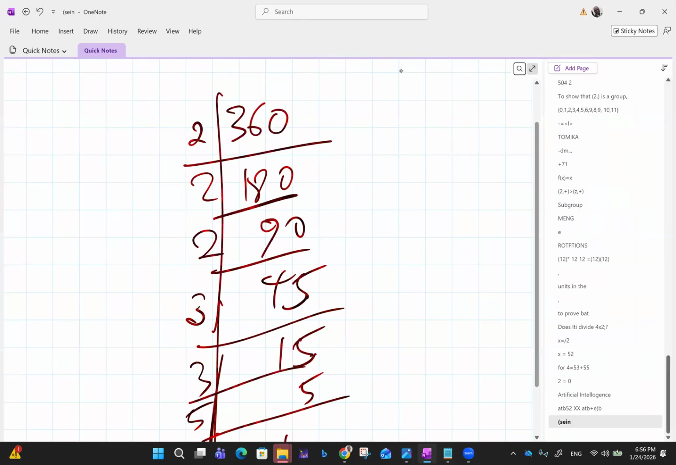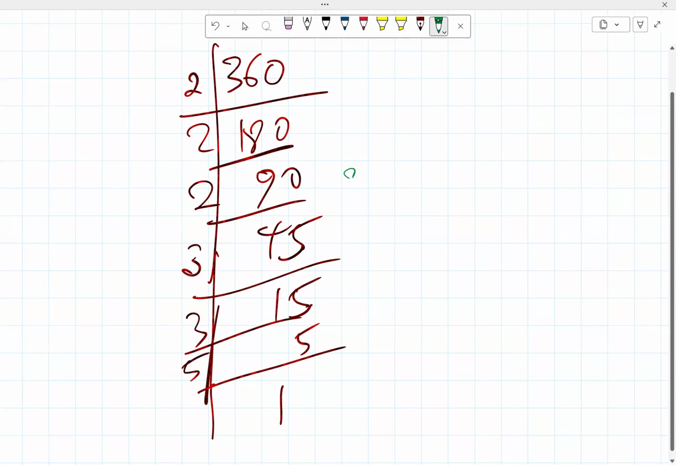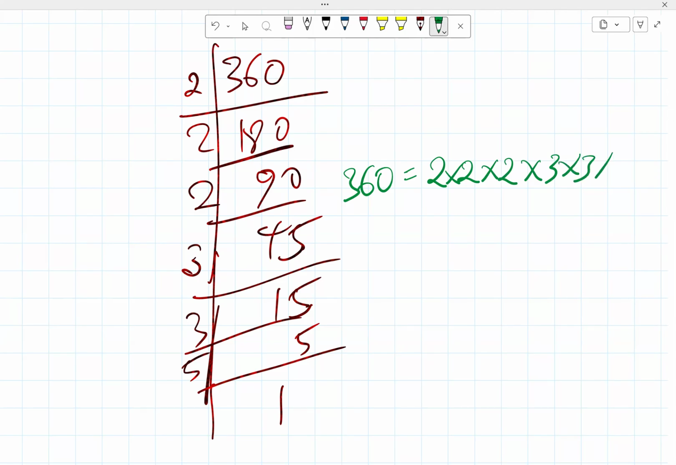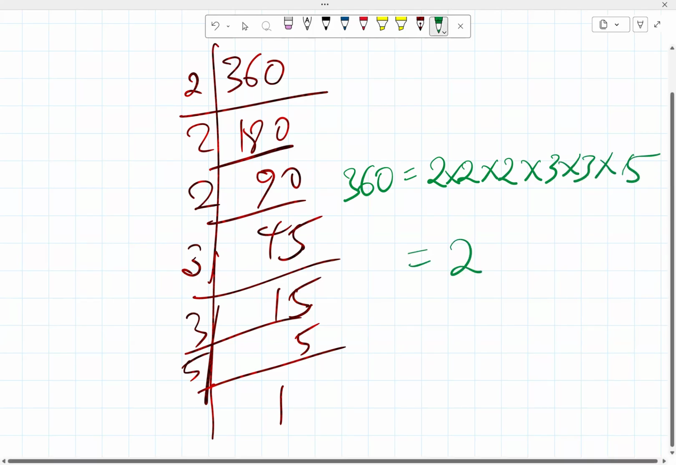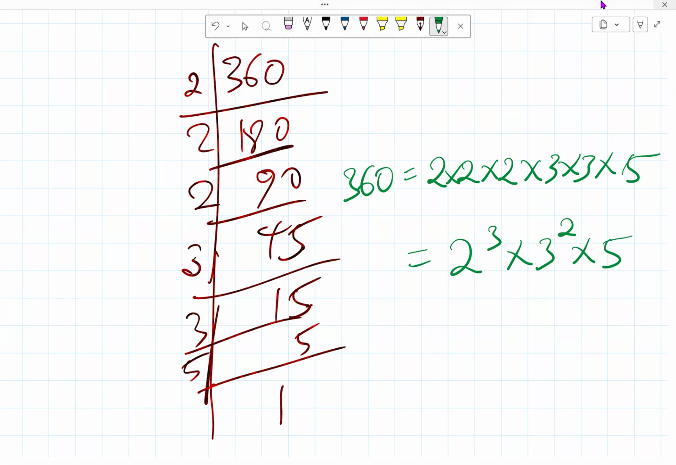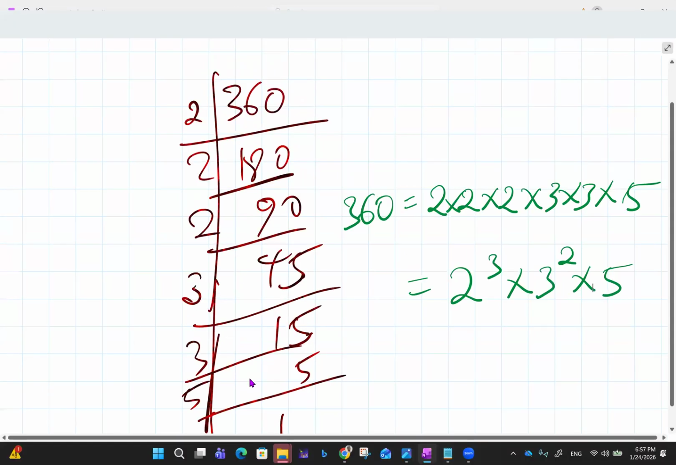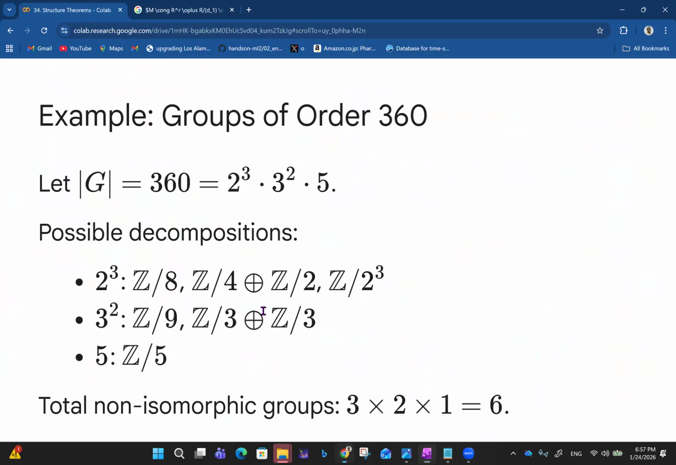So we can say that 360 is equal to 2 times 2 times 2 times 3 times 3 times 5. So that would be 2 raised to power 3 times 3 raised to power 2 times 5 raised to power 1, or just 5, like that. So that is 360. So doing that now helps us here.